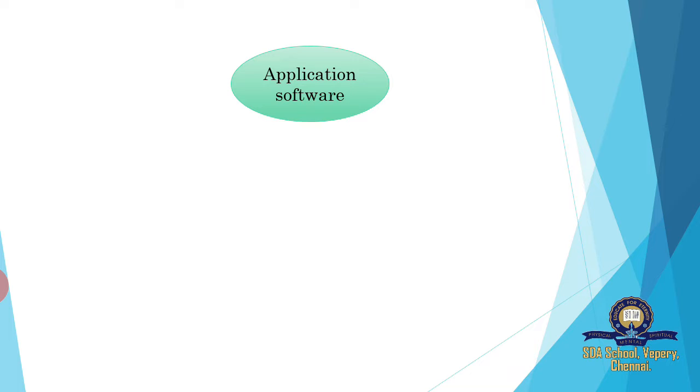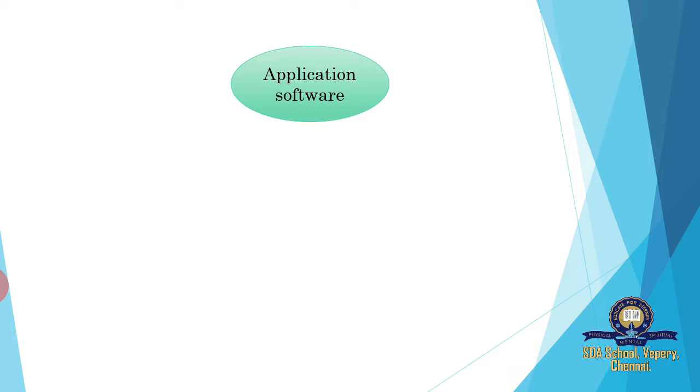Because the operating system controls the overall activity of a computer system. It acts as an interface between the user and the hardware and enables them to work together. So we need an operating system to work efficiently for any application software.